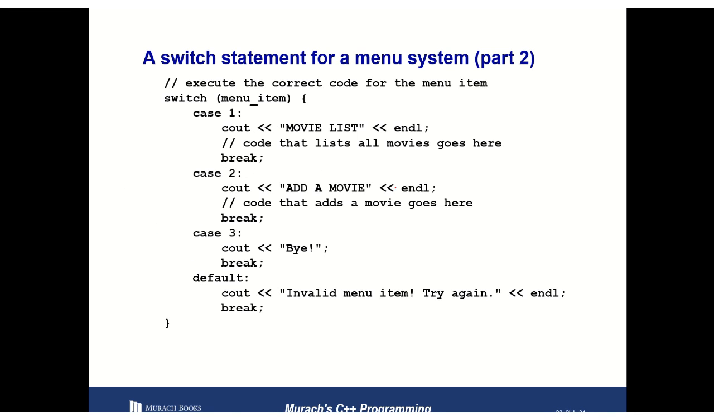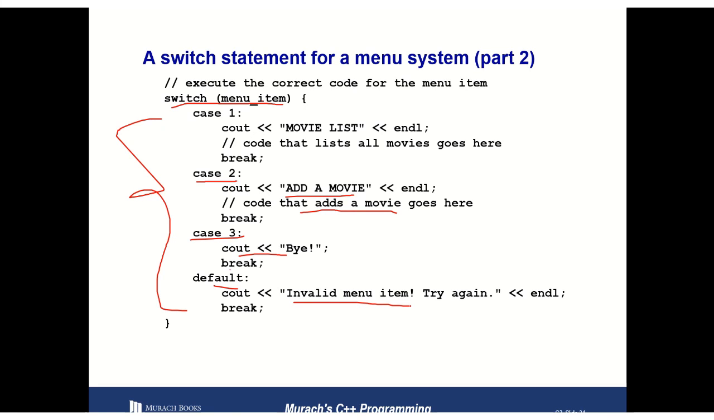Okay, so you can try implementing this code. When it is one, it will do the movie list. We don't have any movie list here, but we can do it in a later part of the course. Case 2, you can add a movie, so you are basically adding something. And case 3, you are saying bye, and it's a break. And by default, you can say invalid menu item.